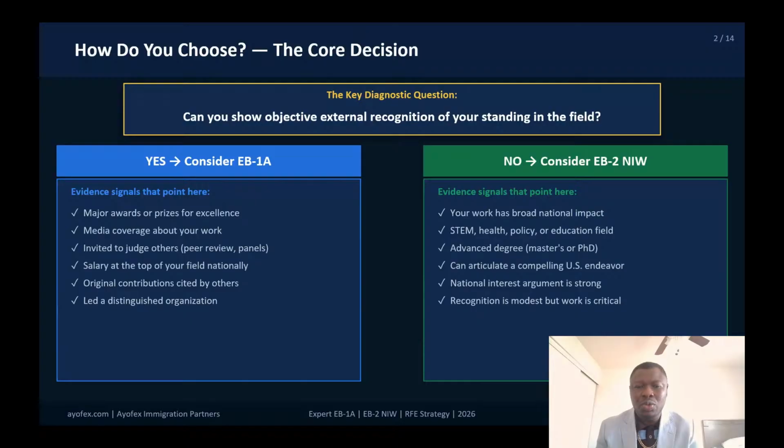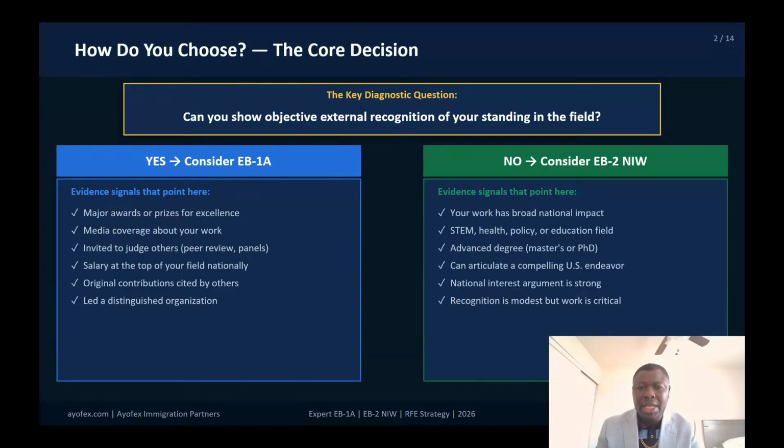If for example you have major awards or prizes for excellence, you have media coverage about your work, you have been invited to judge the work of others through peer review and panel judging activities, you have a salary that is very high compared to your colleagues, you have led or performed leading and critical roles for organizations with a distinguished reputation, you have scholarly articles, or you have made original contributions, yes, you need to go for EB1.